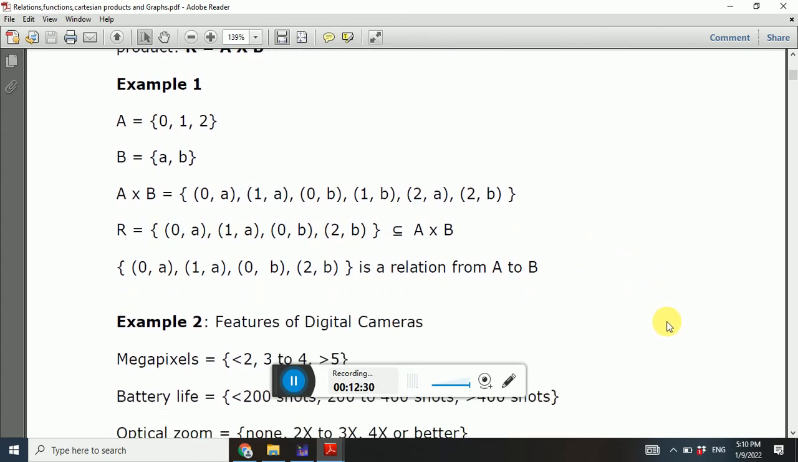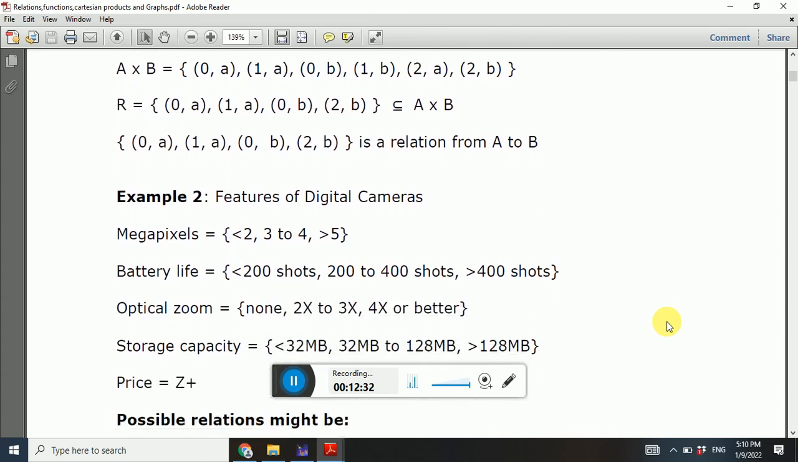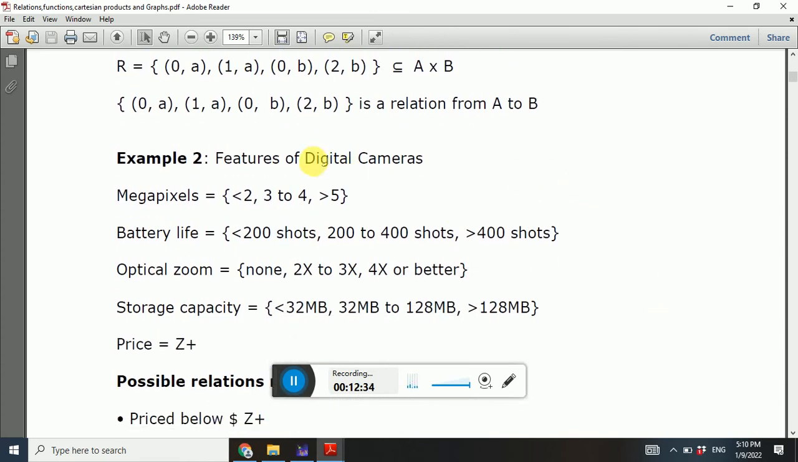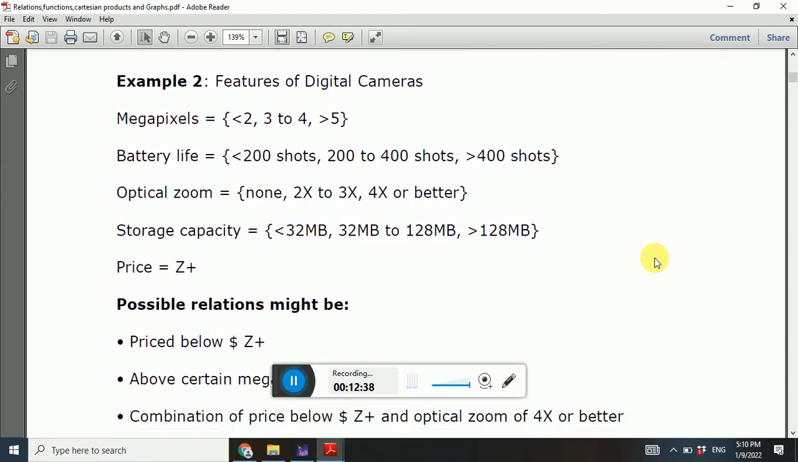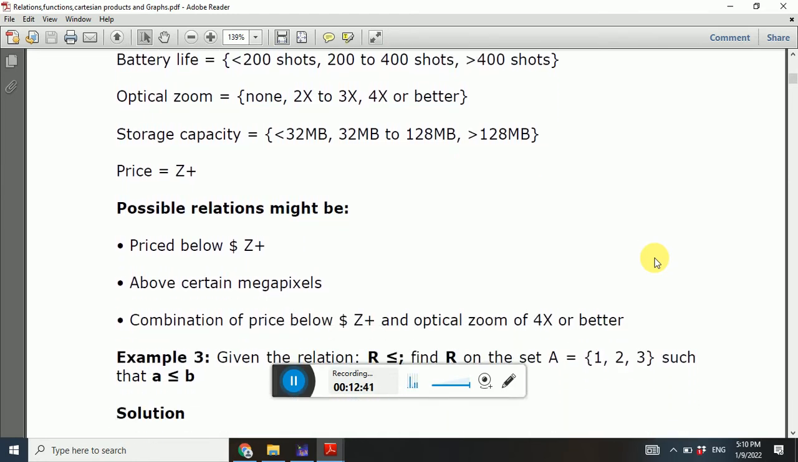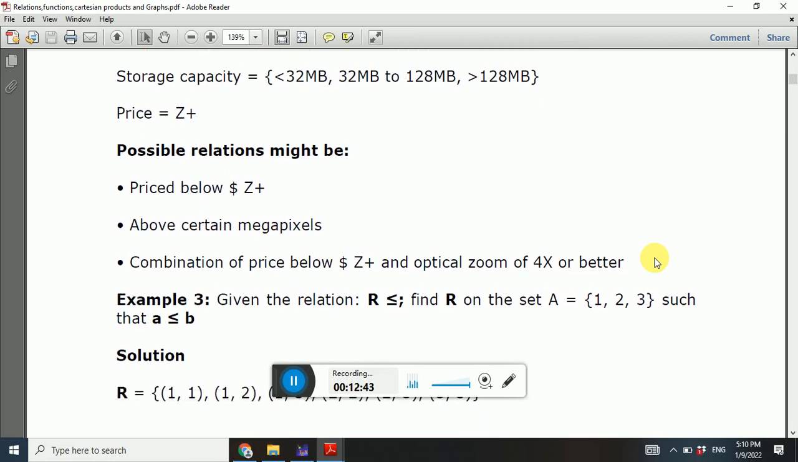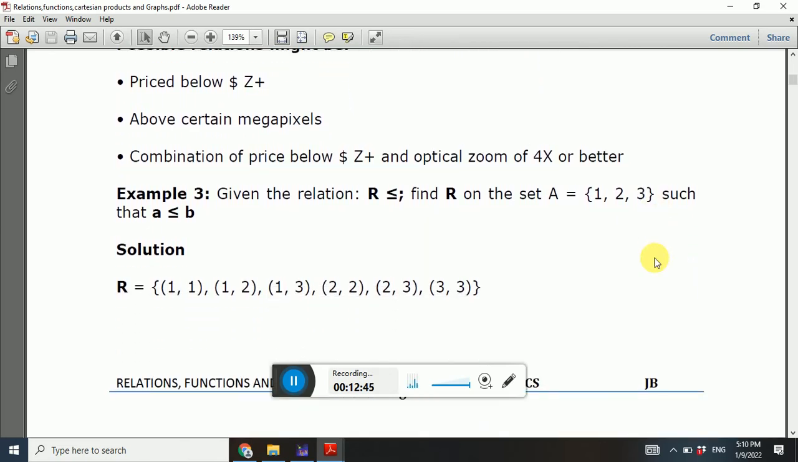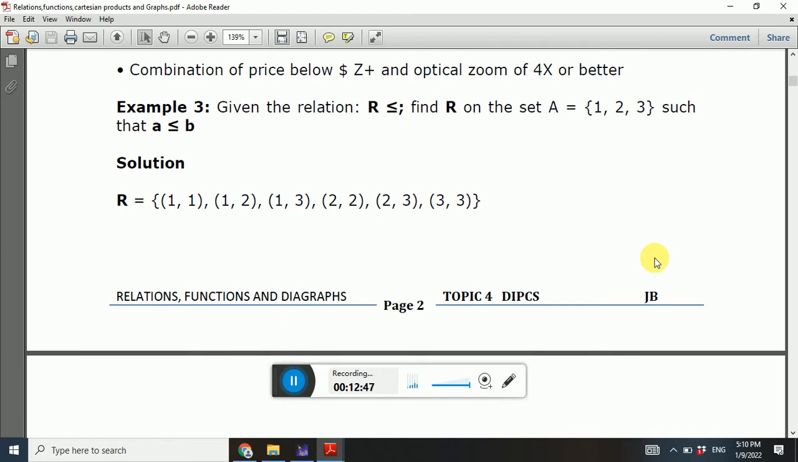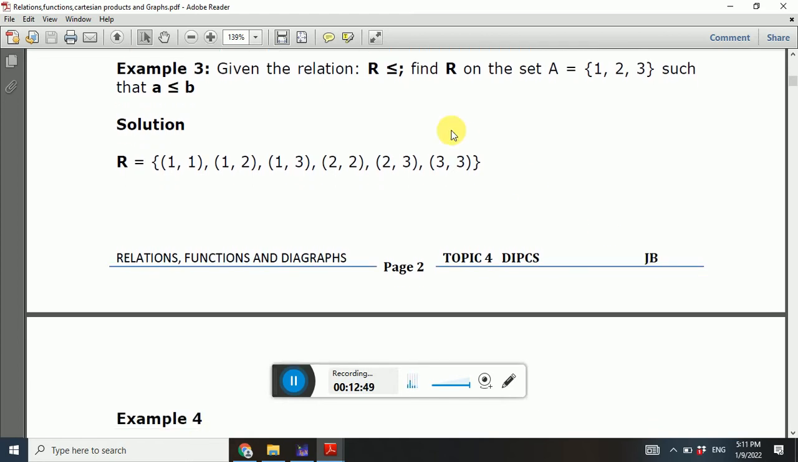Okay. Then there is an example. Example 2. I want you to ignore this. I don't like a lot of words. I'm a mathematician, so things with too much wording don't go well with me. So just ignore that. Let's look at this next example.